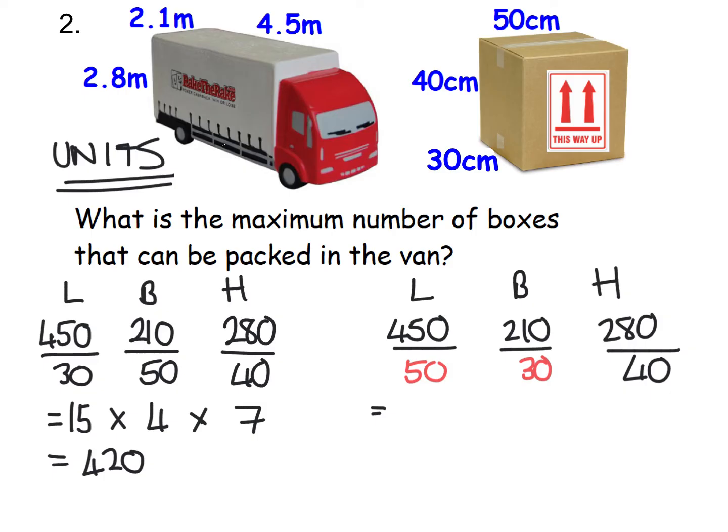In this scenario, 450 divided by 50 is exactly 9. This is exactly 7, and this is exactly 7 again. So they don't always give you nice answers like this, but remember, if you can only fit in a bit of a box, you round it down.